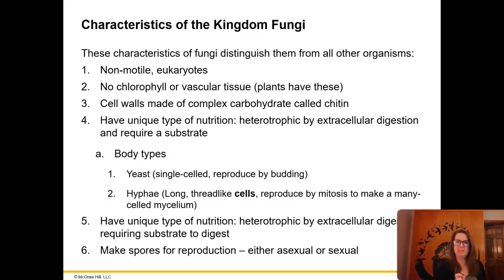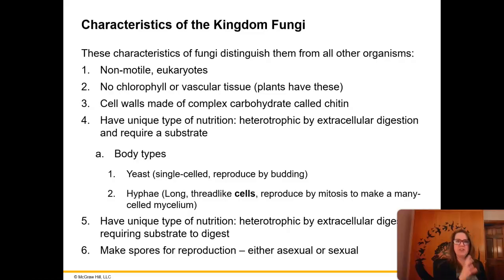So we break it down. Troph means to feed, or feeding level. You could think of it that way. And the first part, hetero, means to consume something different. Auto means to make food yourself.